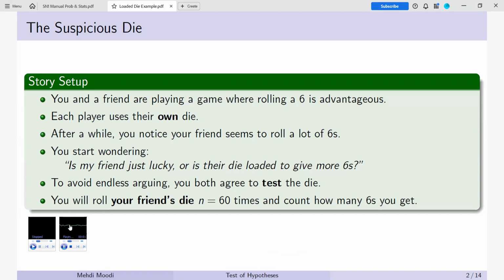Here we anchor everything in a story. You are not doing abstract math. You are investigating whether your friend is cheating. The key data will be the number of 6s out of 60 rolls. That will be our test statistic.